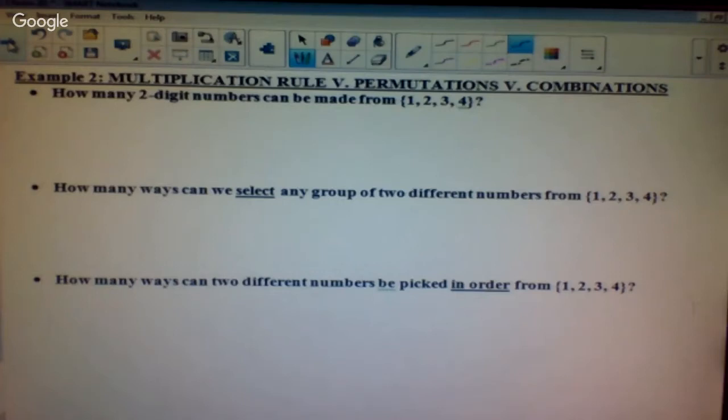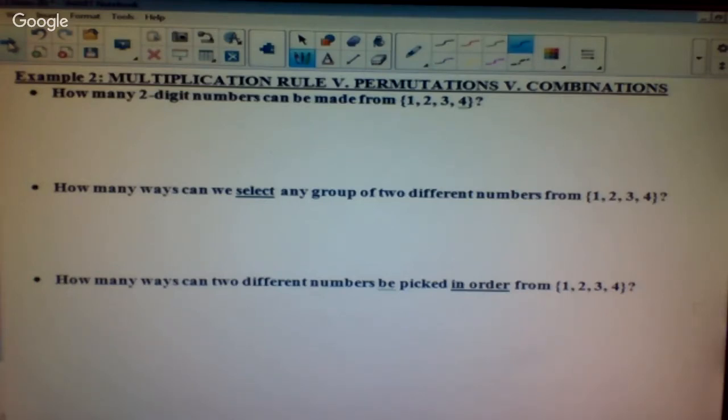What you need to do is decide which is a multiplication rule, which is a permutation, which is a combination. If it does not say you cannot repeat, repetition is allowed, which means multiplication rule. If the order matters, it's a permutation. If the order does not, it's a combination.